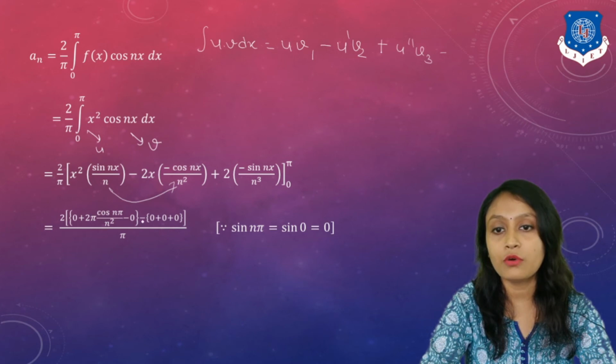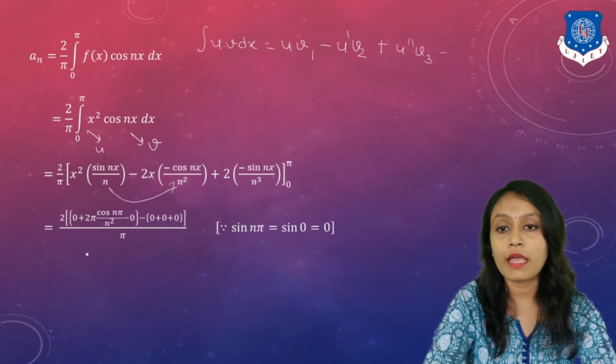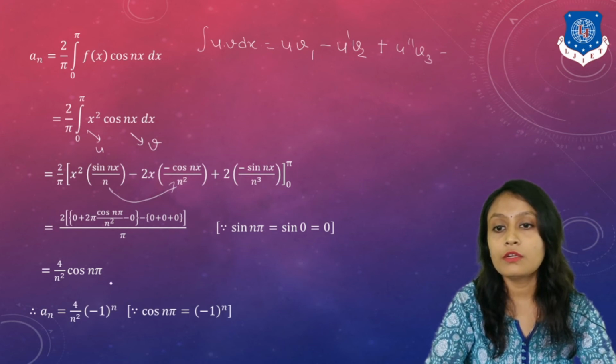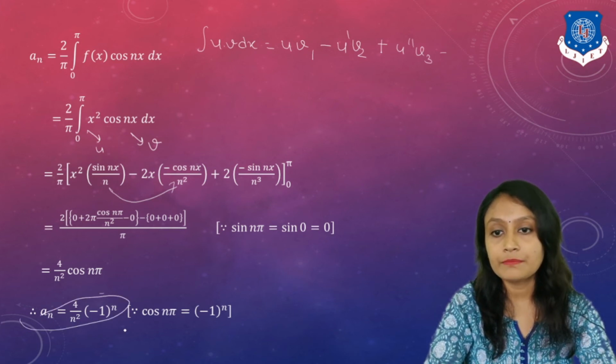So here we have 0 minus, now substitute the lower limit, right? Here 0, here also you will get 0, and again here sine 0 is 0. So all these terms are 0. Just simplify it, and the value of cos n pi is minus 1 raised to n. So you will get the answer as 4 upon n square into cos n pi, that is minus 1 raised to n. So the final answer of an is 4 upon n square minus 1 raised to n.